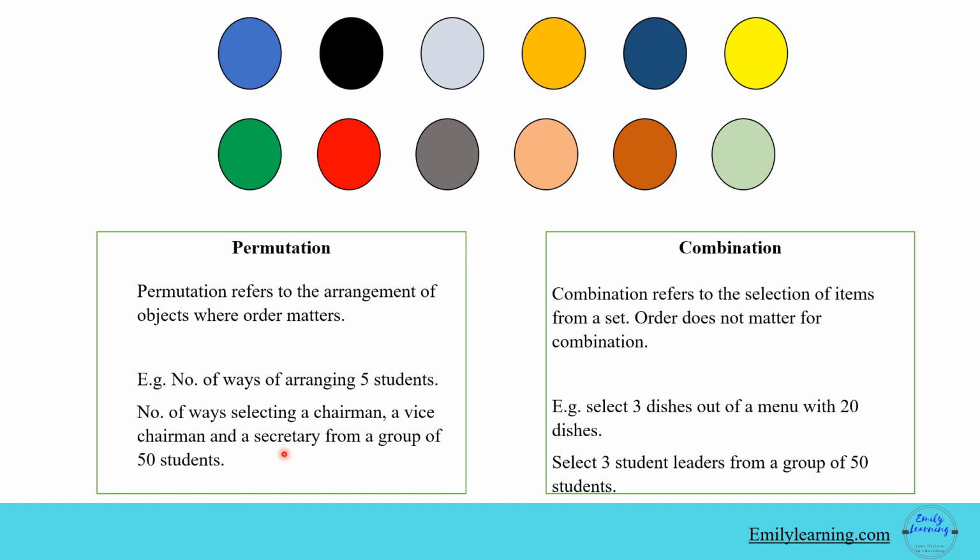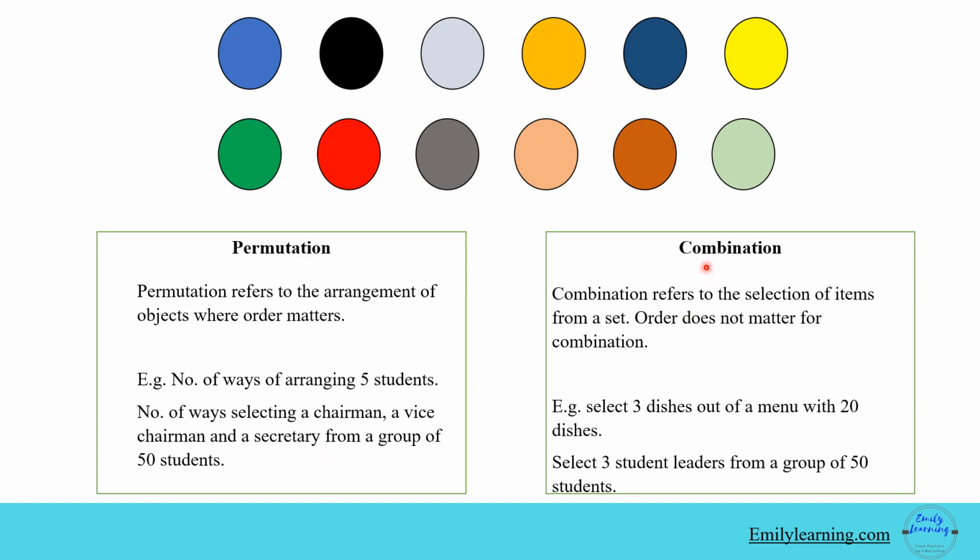So if I have 3 students being chosen, and I put person A as a chairman, person B as a vice chairman, and person C as a secretary, it is different from having person B as a chairman, person A as a vice chairman, and person C as the secretary. So when you are selecting people or things and you are giving them different positions or different roles, then that is considered a permutation.